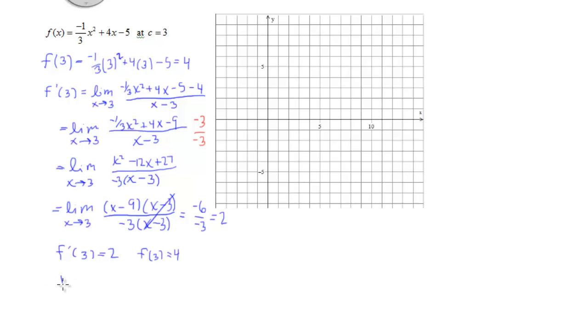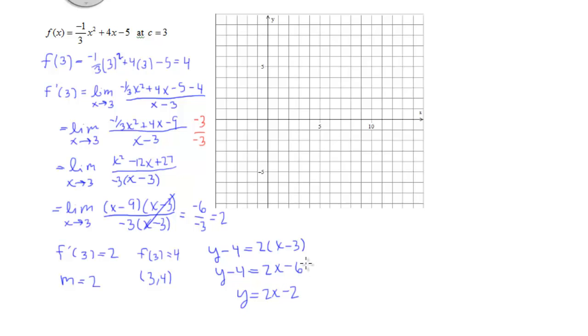So this means that for the line that we're looking for, we know that the slope is 2 and a point on the line is 3, 4. So then if you use the point slope formula, you get y minus 4 equals 2 times x minus 3, which is y minus 4 is equal to 2x minus 6, or y is equal to 2x minus 2.